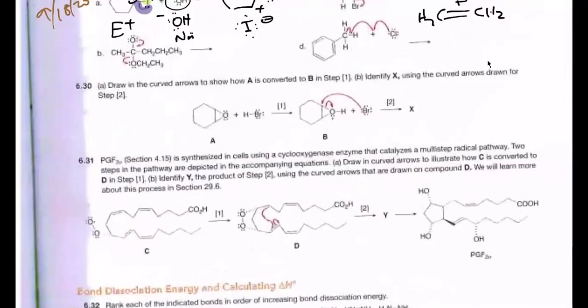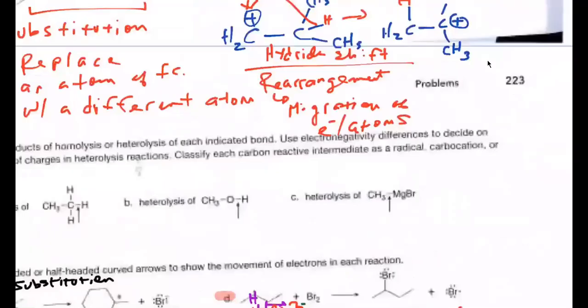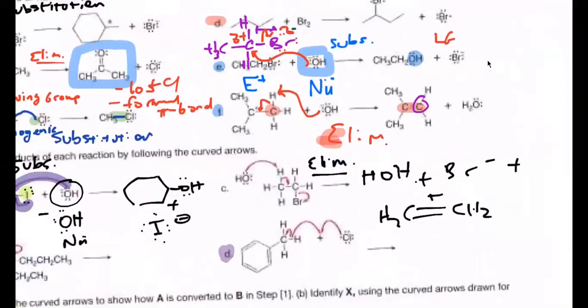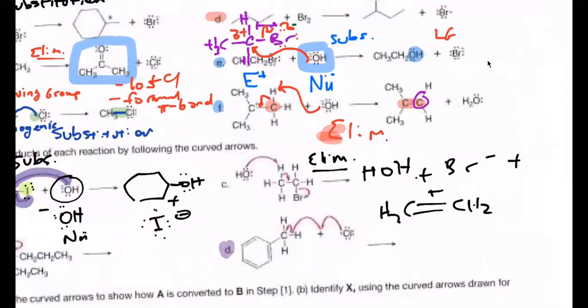Let me see here. There's a couple of radical ones. Let's do D right quick, and then we're going to jump down. I think that's all the radicals that are up there, but we have a whole example to work through. So don't sweat that.